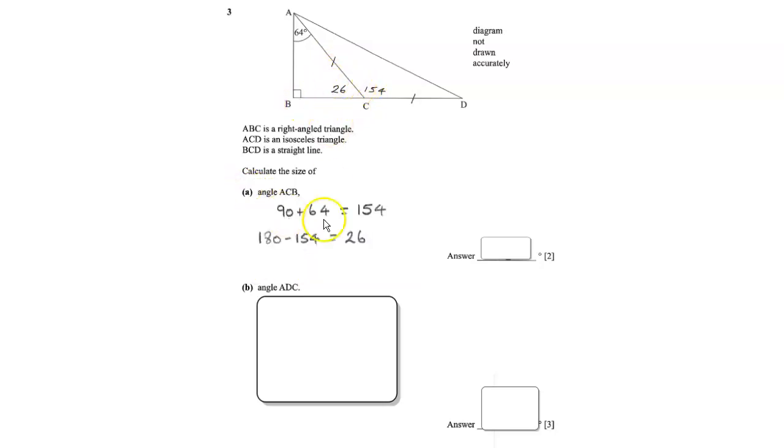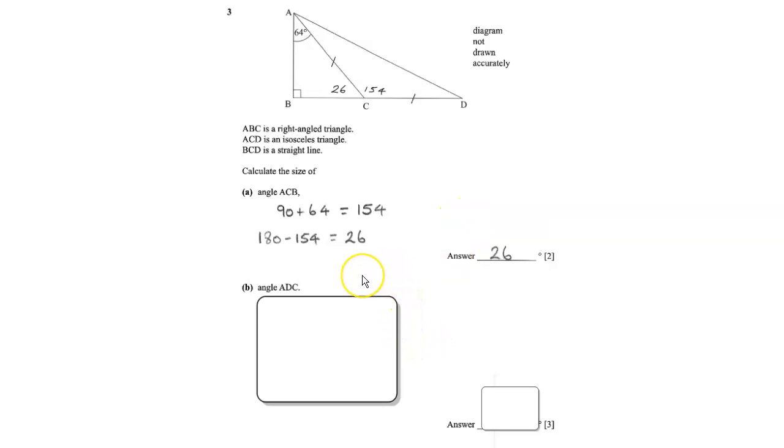To work out that one, which is 26 here, you would add your 90 plus 64. So the right angle plus 64 is 154, and it's 180 take away 154. That is because all the angles inside a triangle should add up to 180. And when you take those 2 angles away, you would have 26. So the missing angle there is 26.